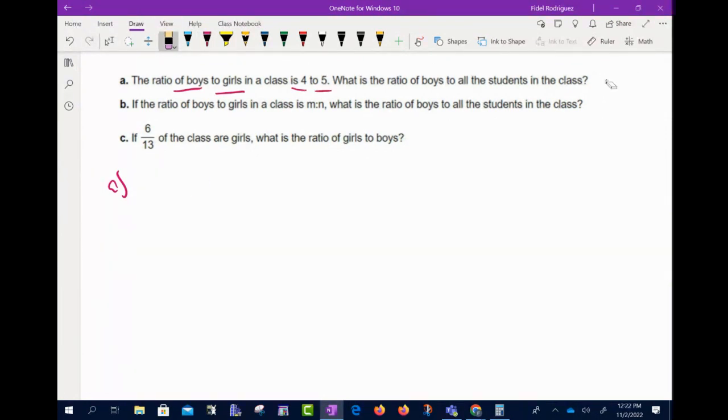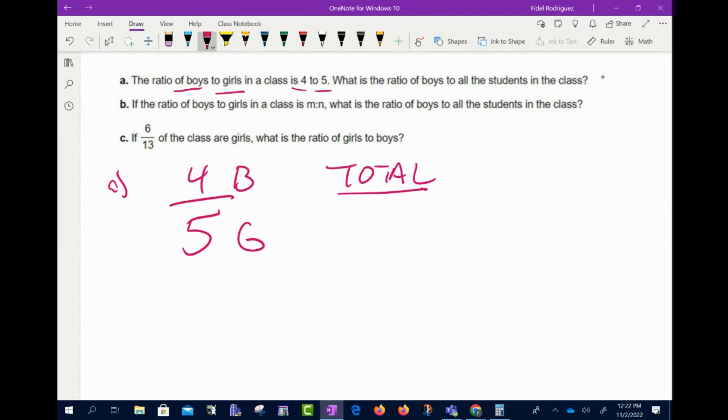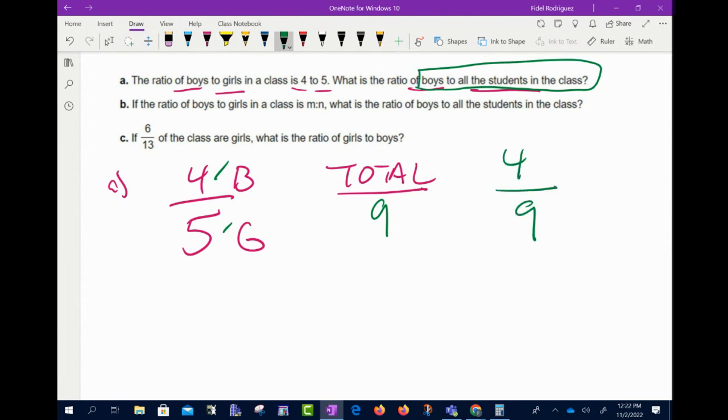So my first number is a 4. My second number is a 5. This stands for the boys. This stands for the girls. The first question I would ask my students is, because the question says, what is the ratio of boys to all the students? So I would tell my students, look, y'all, if there are 4 boys and 5 girls, wouldn't we have a total of 9 students? And hopefully they'd say yes, right? Okay, and now the second part of the question says, well, what's the ratio of boys to all the students? Well, there's still 4 boys, but the ratio would now be 4 to 9 because there's 9 people total in the class, right?